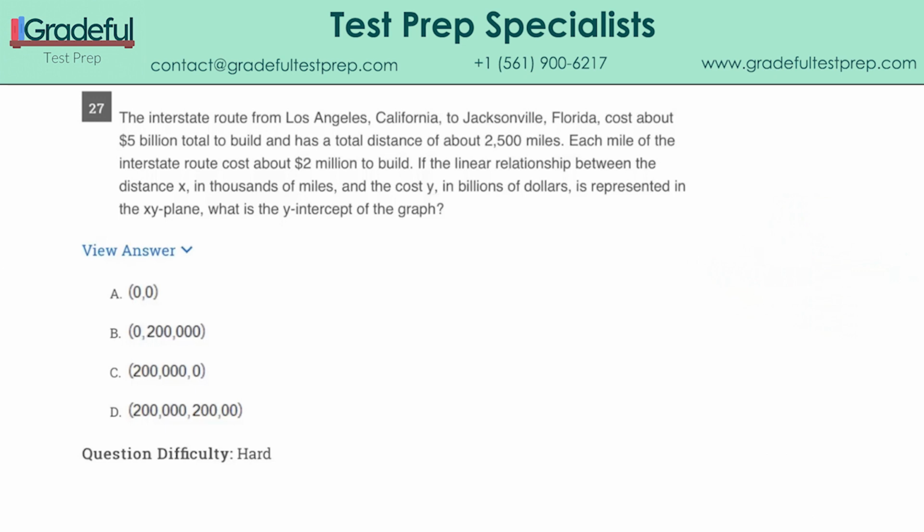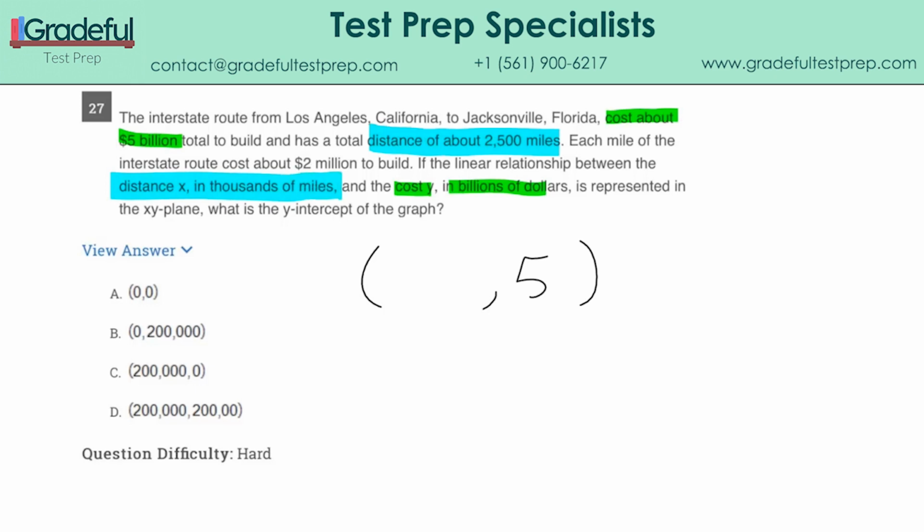Question 27 is a really interesting and tricky question at the end of the day. So we're seeing that the cost is 5 billion, and the cost is the y in billions. So in terms of x and y values, this would just be the number 5. And we're also seeing that when the cost is 5 billion, the distance is 2,500, and the x value in thousands is the distance. So how many thousands do we have here? 2.5. So being aware of millions and thousands and billions in this case is important, because we don't want to say here that x is 2,500 and y is 5 billion.